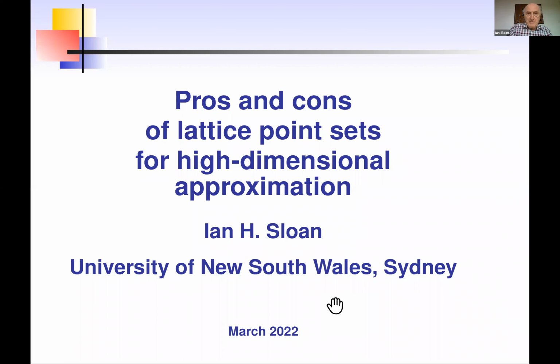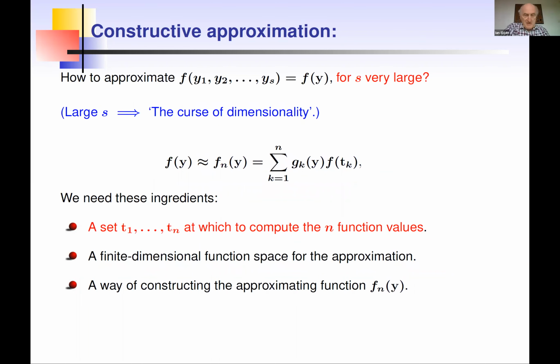So let me begin. So the question is how to approximate a function of many variables, S variables, when S is very large. Of course, you'll face the famous curse of dimensionality. So if you think about the problem of approximation, well, I've written down a function f is approximated by fn. I'm talking about linear approximation. So in general, in most cases, it just uses point information of the function and some other functions of the variable y.